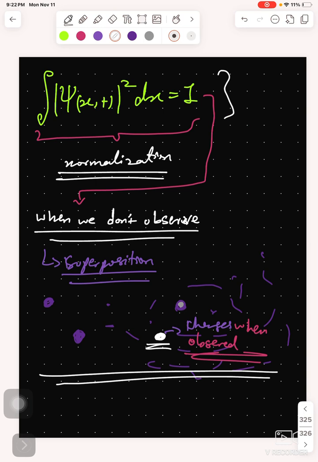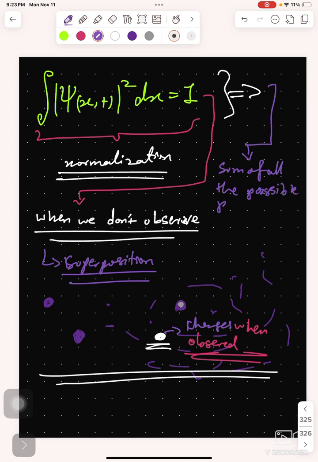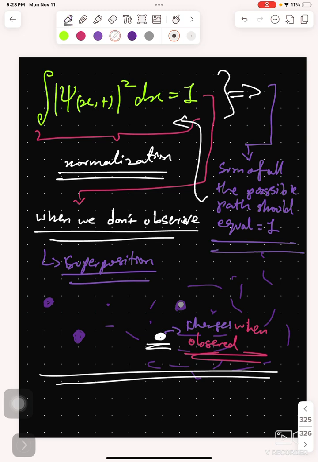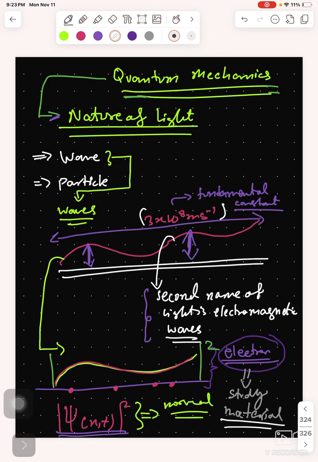This is normalization. What this does is that whatever probabilities we get, the sum of all the possible paths, not positions, should equal 1. That's what normalization is about. Okay, now this was all about waves.